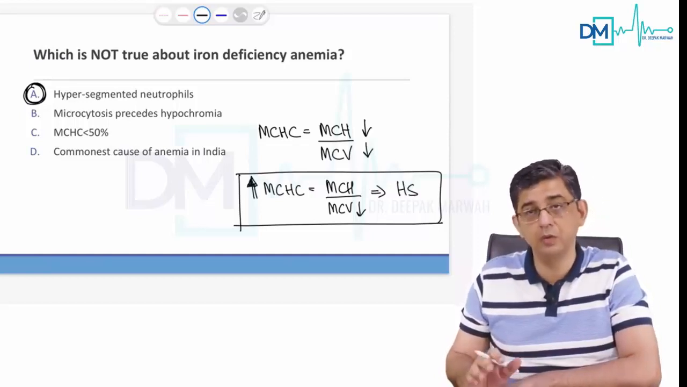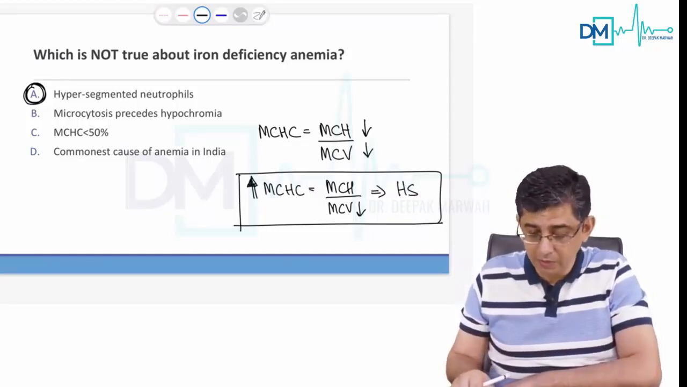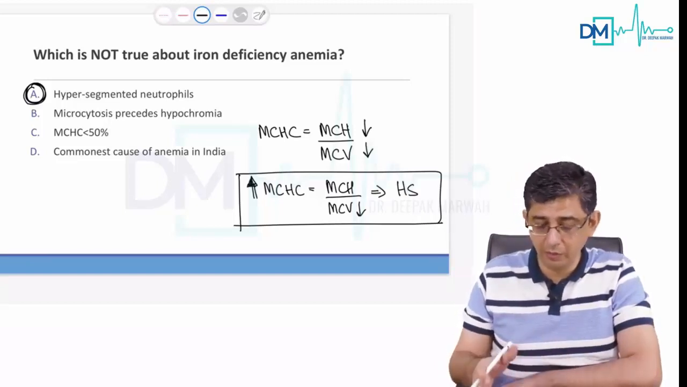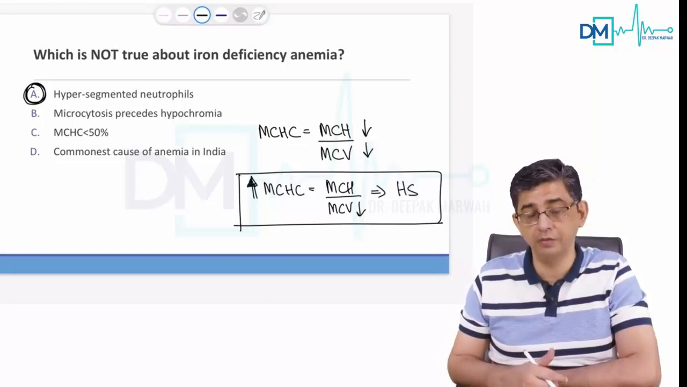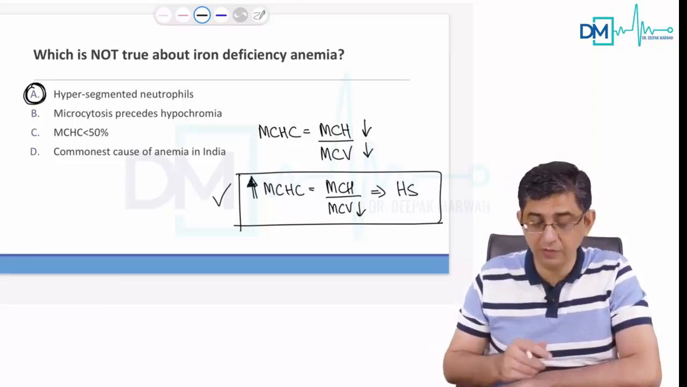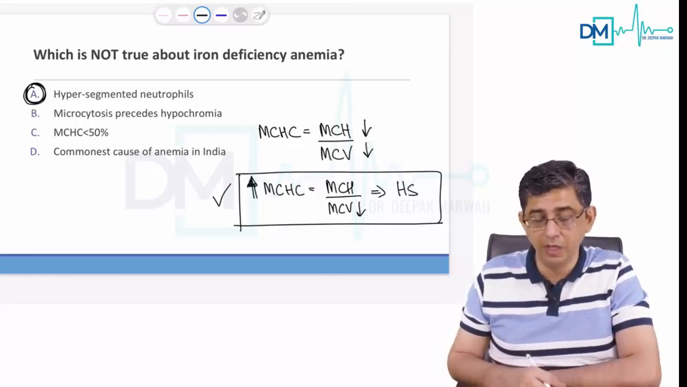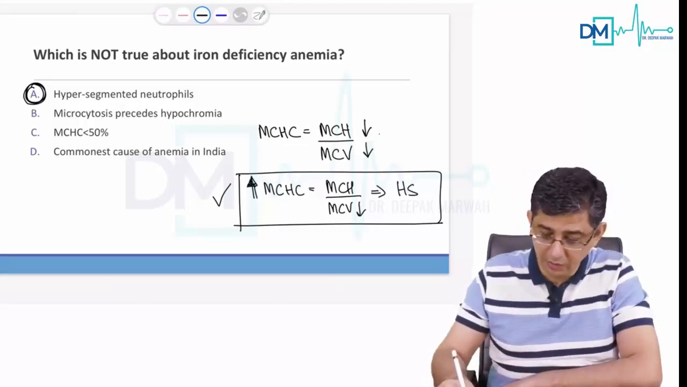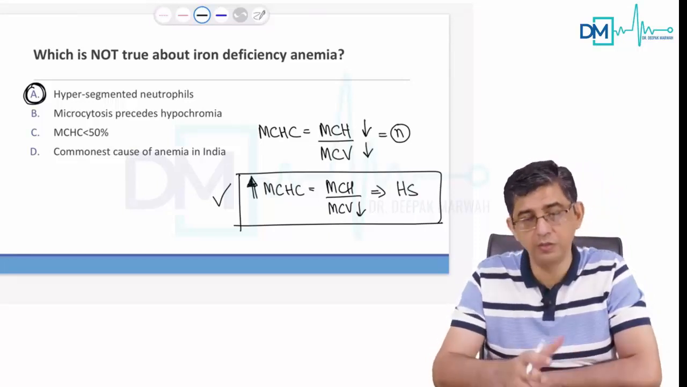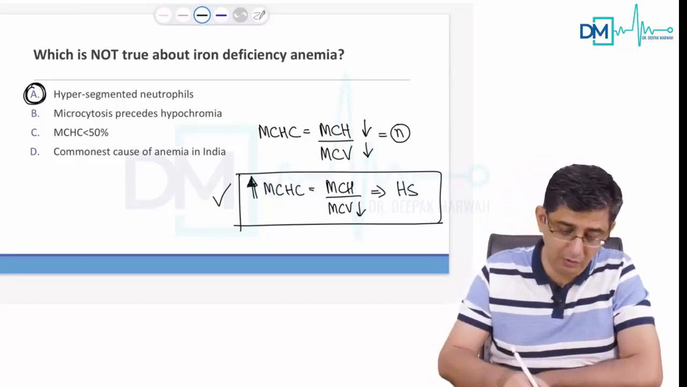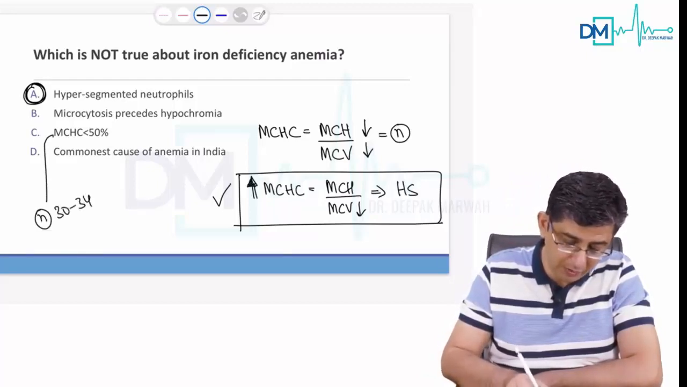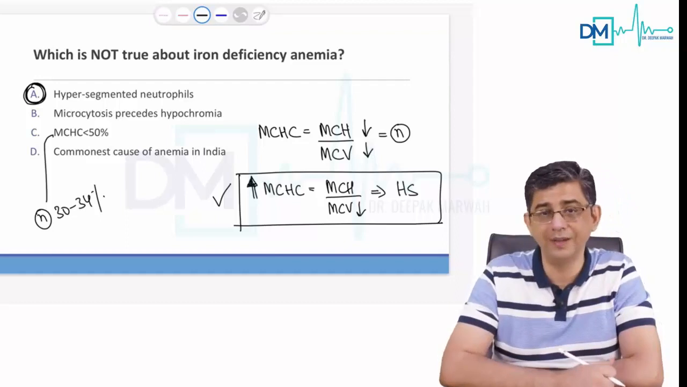MCH is mean cell hemoglobin. No issues with that. But the RBCs are smaller in size. Smaller RBCs would mean the fact that mathematically the ratio will increase, and therefore MCHC would be increased in the patient. Increased MCHC is a feature of hereditary spherocytosis. In iron deficiency anemia, the values tend to remain normal, and they are obviously less than 50%. Normal values are in the range of 30 to 34%. Normal MCHC is in the range of 30 to 34%, and in this condition obviously it will not increase.